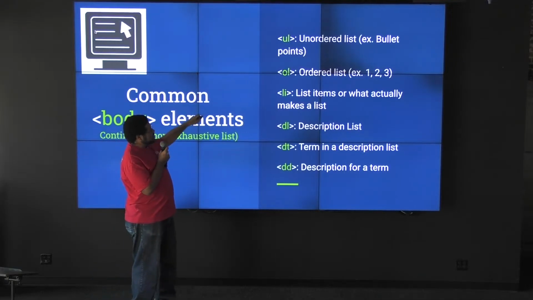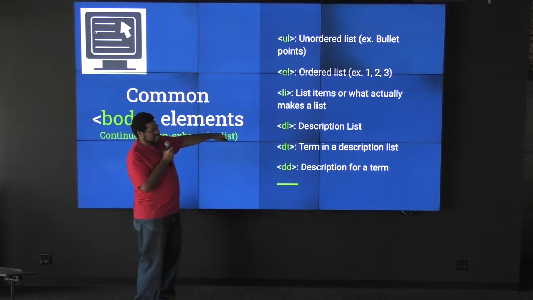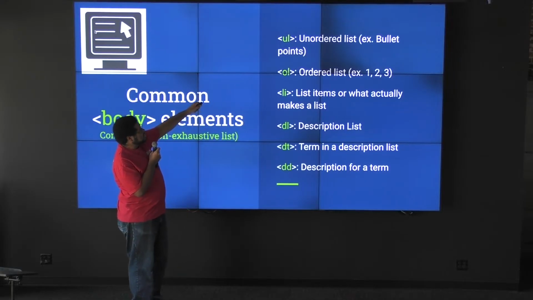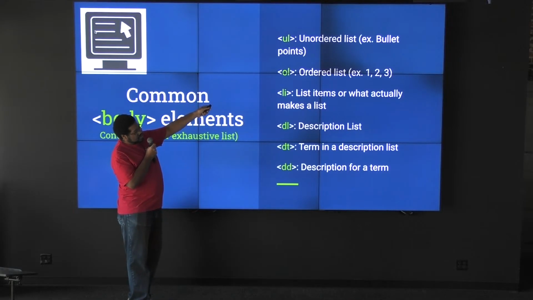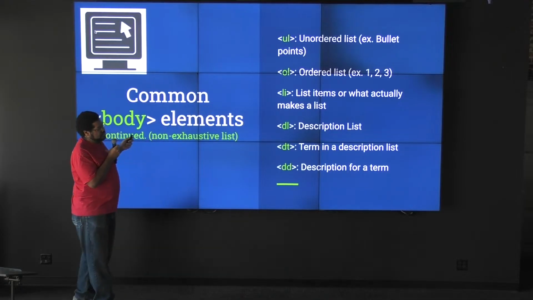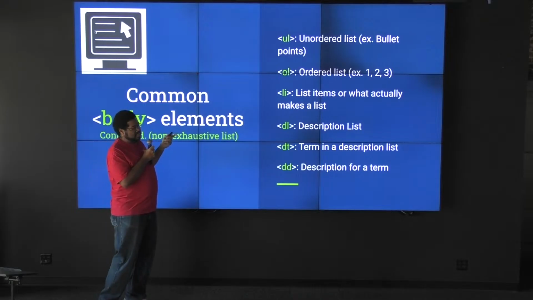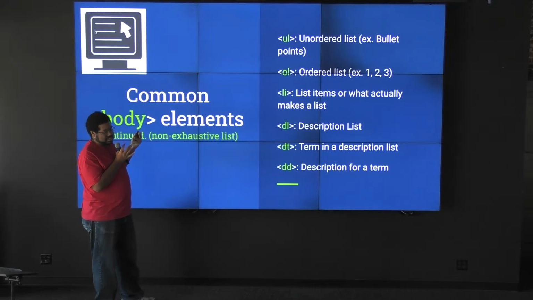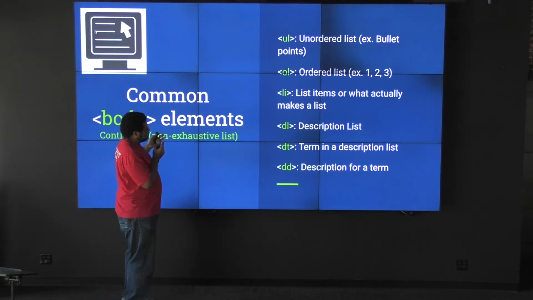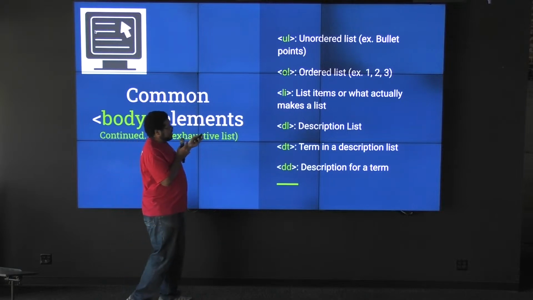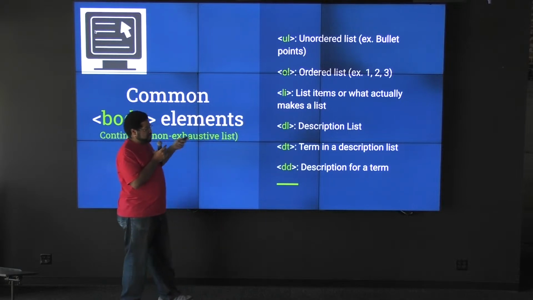You have these, which are all lists. So the first one stands for unordered list, and that's for bullet points. Ordered list would be like 1, 2, 3 or ABC. LI is list items, and that's what you put in the list.